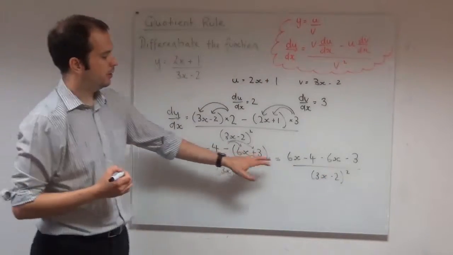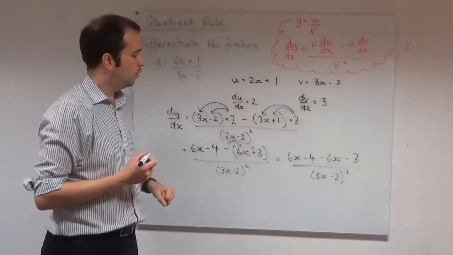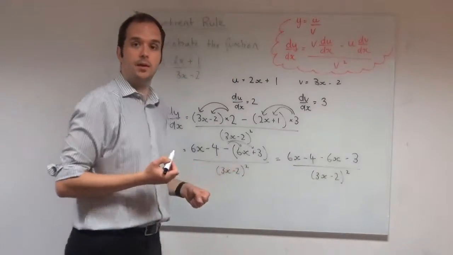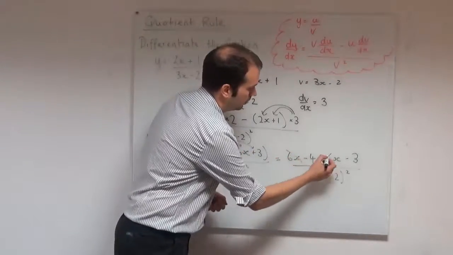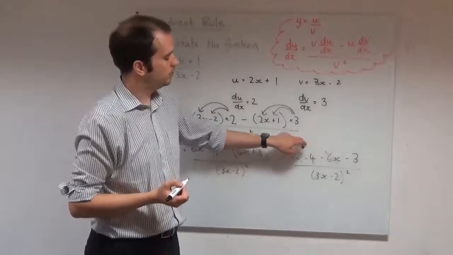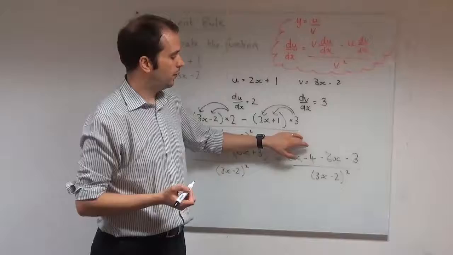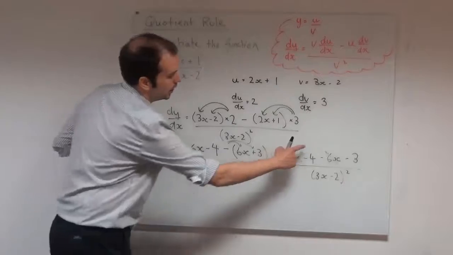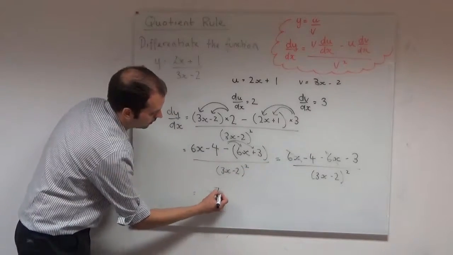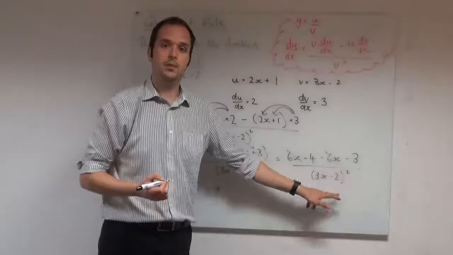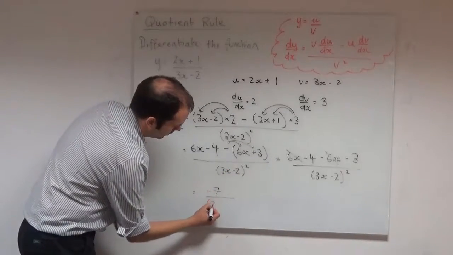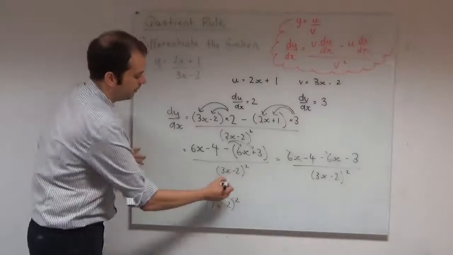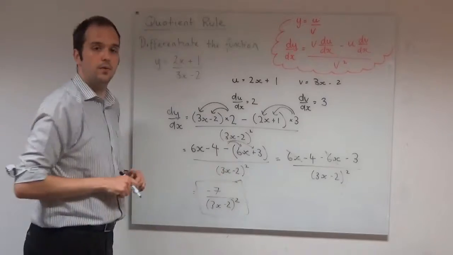And our last step is just to simplify the numerator once more. What can we see? Well, we can see we have 6x and a minus 6x, so they've cancelled each other out. And we have minus 4 and a minus 3. Now minus 4 minus 3 gives us minus 7. So we can see our final answer is going to be minus 7 all over this 3x minus 2 squared. And that there is our answer for dy by dx.